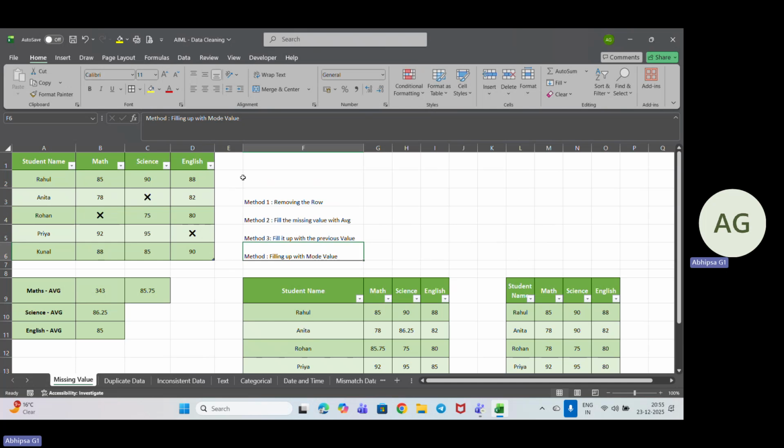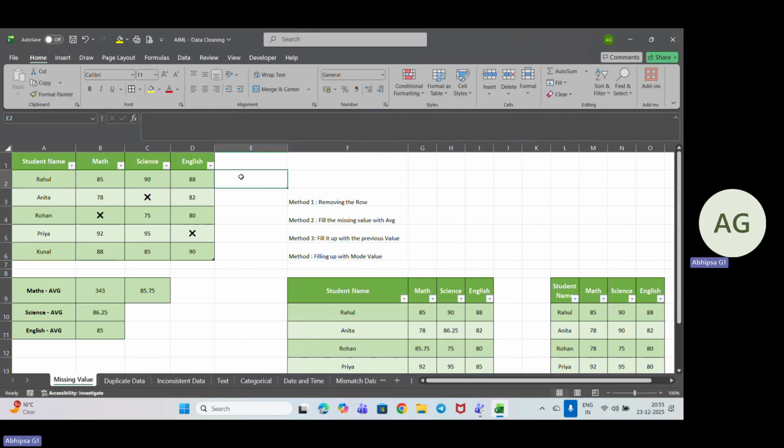Suppose the passing rate for this is yes, this is a no, this is again yes, this is blank, and this is yes, right? Based on that we can see the mode value is yes. So here this blank value we can fill up with yes. Okay, so that is the exact thing that we can do in case of filling up missing values.